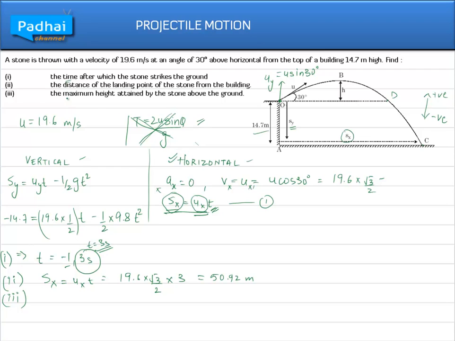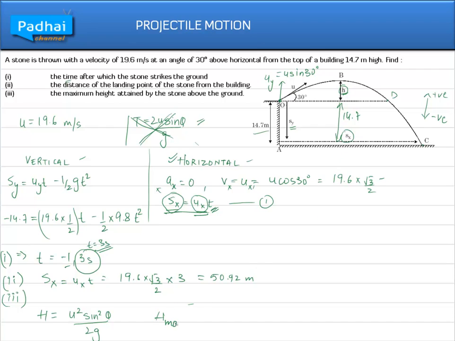Now the third part says the maximum height attained by the stone above the ground. That means this height h plus 14.7. H is the maximum height, right? So how do you solve this? Most of you will again be making the same mistake. They will be using the formula of maximum height, which is u square sine square theta upon 2g, right? But no, this is wrong, because the total height is not only h. It is h plus maximum height.